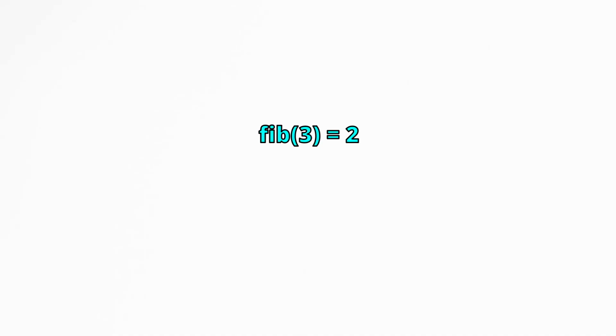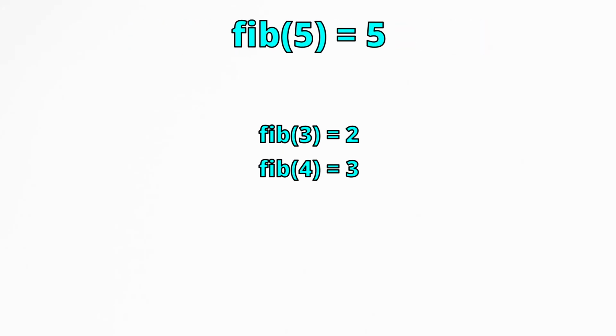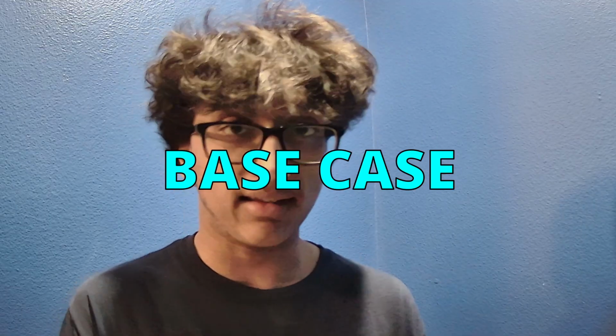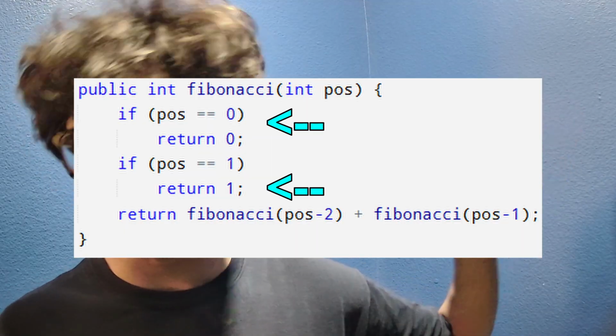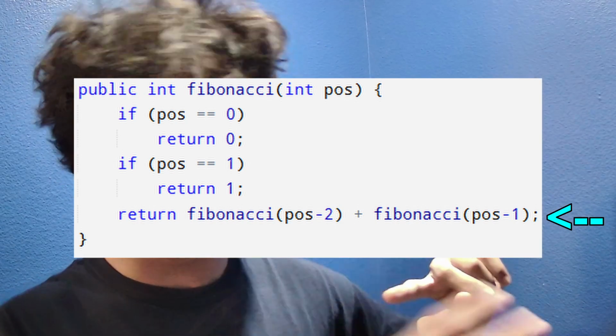Fibonacci 3, which is 2, and Fibonacci 4, which is 3, add together and they create 5. So now we know what the number at the fifth index of the Fibonacci sequence is, and all because of recursion. It just calls the method over and over again until we hit something called a base case, which are these, checking if it's equal to 0 or 1. Otherwise, we go deeper into the method. We keep on calling this Fibonacci until we can hit this base case.